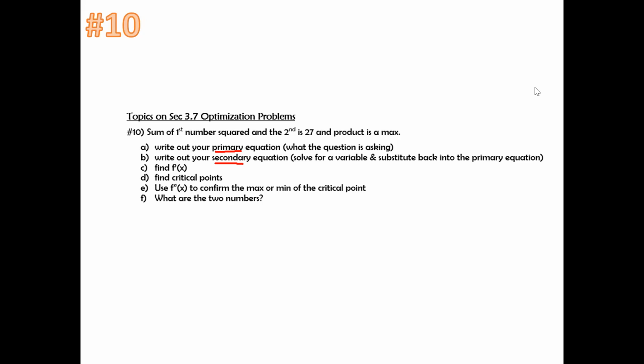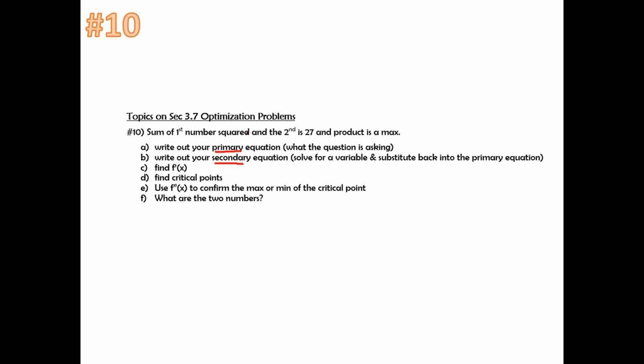Okay, so go ahead and read the question so that way you're familiarized with what it's asking you. It's an optimization problem that is asking you to find the first number and also the second number with subtle hints in between. And so as I'm reading this right here, let's go ahead and break this part down. It says the sum of the first number squared and the second number is 27 and the product is a max.